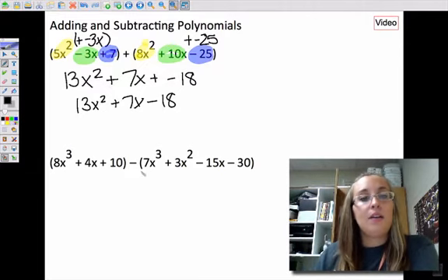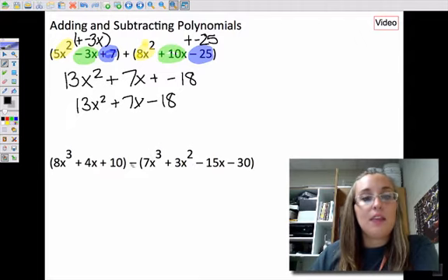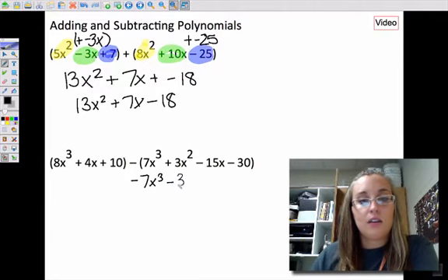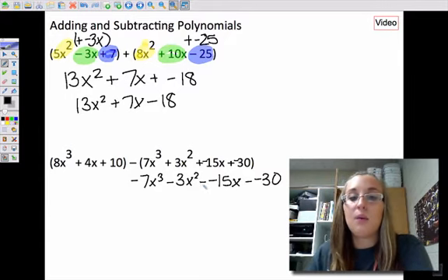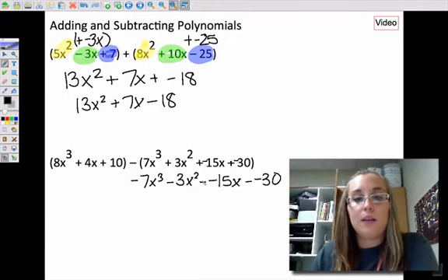All right, now in this case, we're subtracting polynomials. That means we're subtracting this whole polynomial. So what you could also think of it as is that it's subtracting each of these things. So it's really subtracting 7x cubed, subtracting 3x squared, subtracting a negative 15x, and subtracting a negative 30. Because remember, this is like plus negative 15 plus negative 30. Okay?